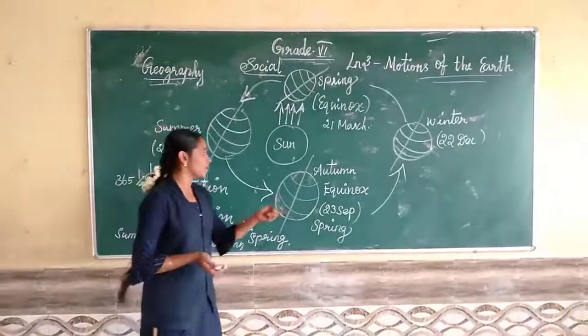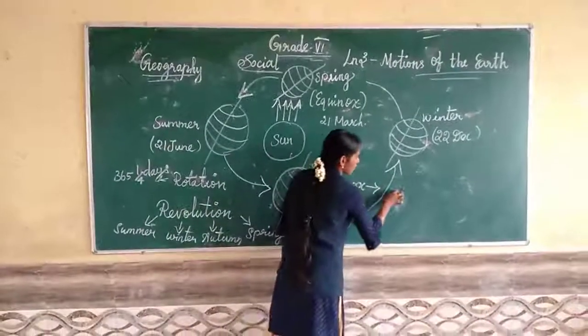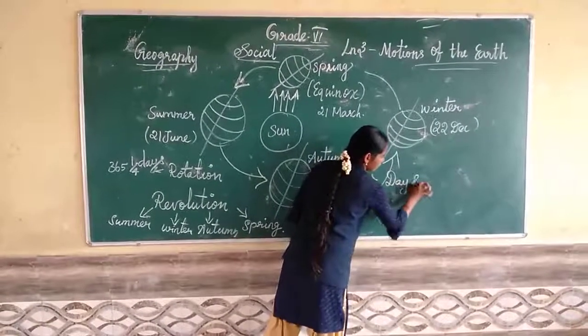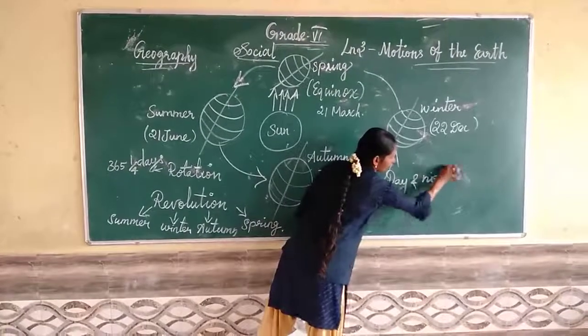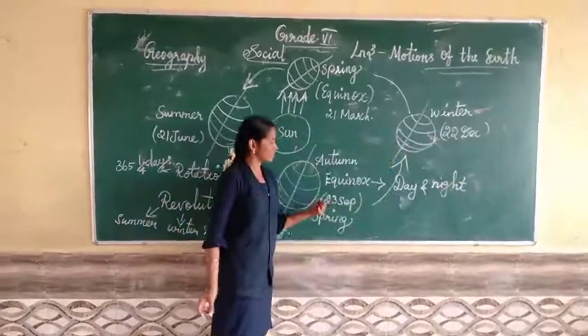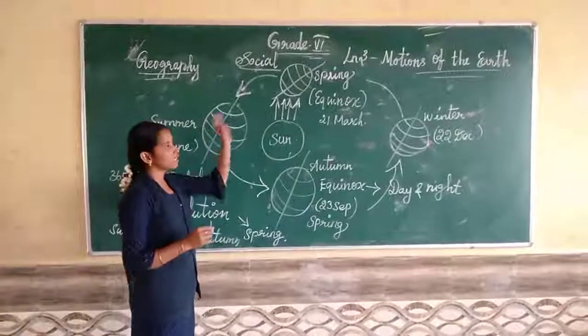It is called equinox. What is meant by equinox? The day and night are balanced as equal. That is called equinox. Okay, let me show the earth motions.